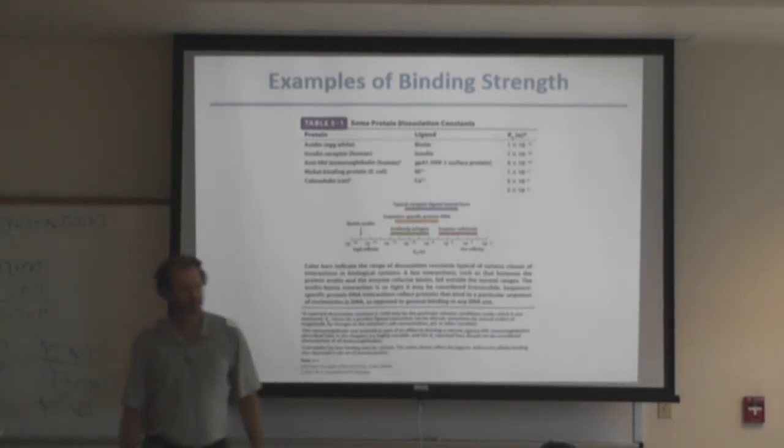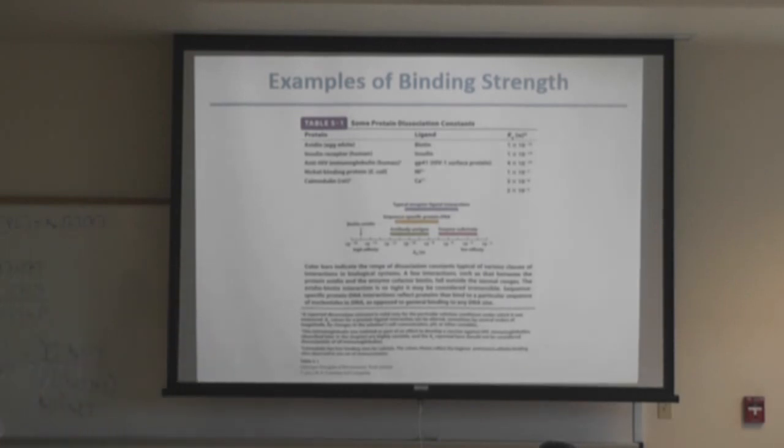So what is 10 to the 6th? 10 to the minus 6 would be micro, right? 10 to the minus 9th is nano. 12 is pico. So what is 15? Femtomolar. So that's femtomolar binding.